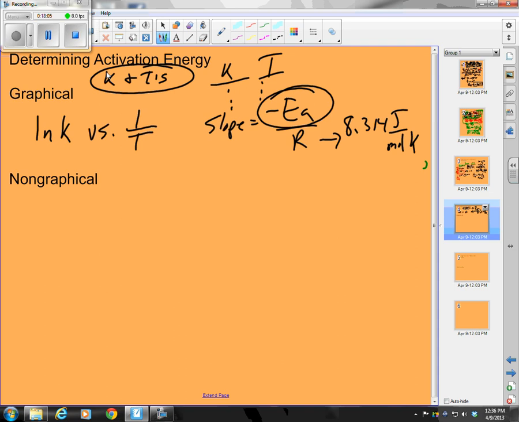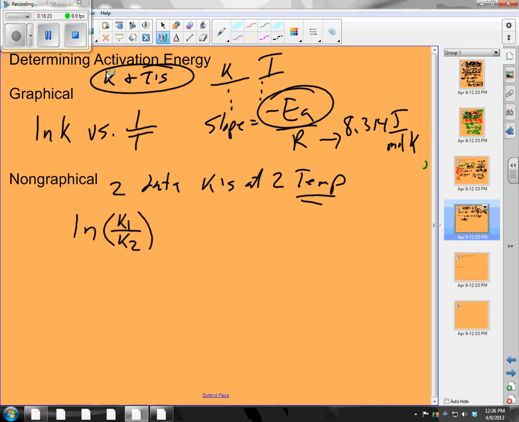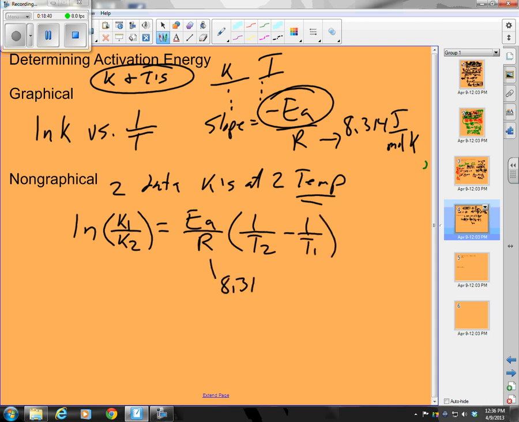Good. The non-graphical method is if you have at least 2 data points. That means you want 2 different Ks at 2 temps. And how are we going to find the EA? We're going to say that the natural log of K1 over K2 is equal to EA, my activation energy, over R, times 1 over T2 minus 1 over T1. And once again, R is 8.314, and these temps are in Kelvin. Got it? All right.